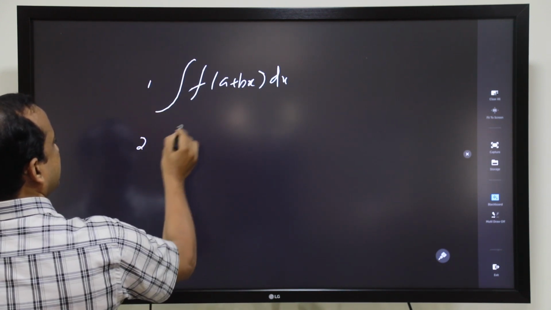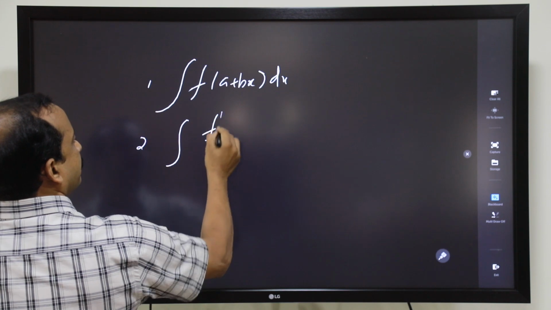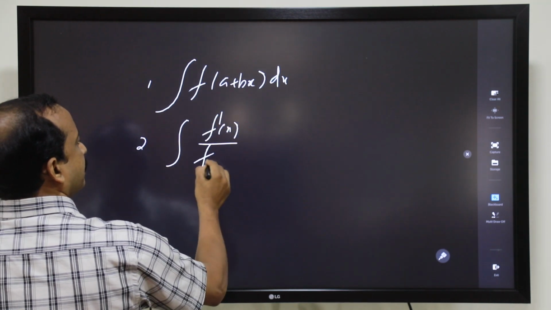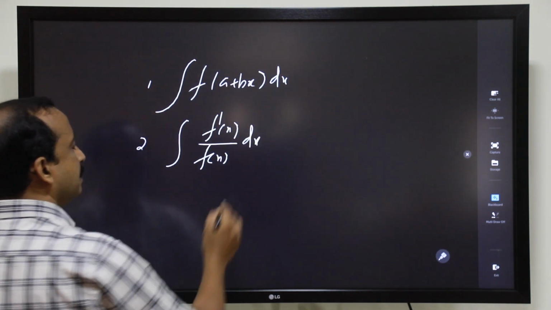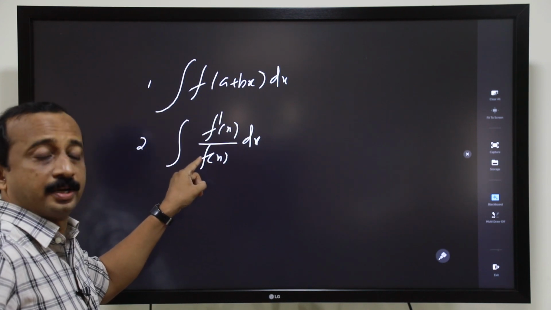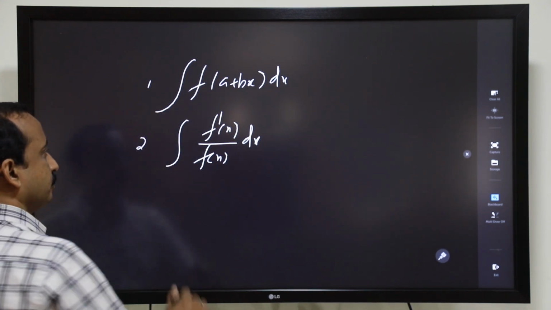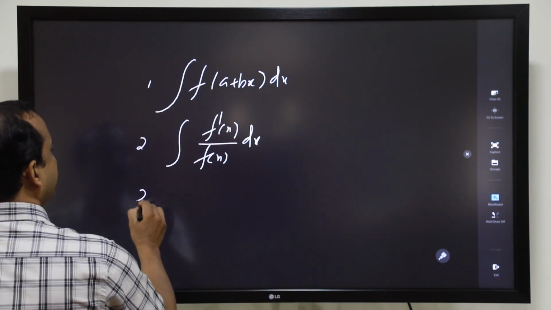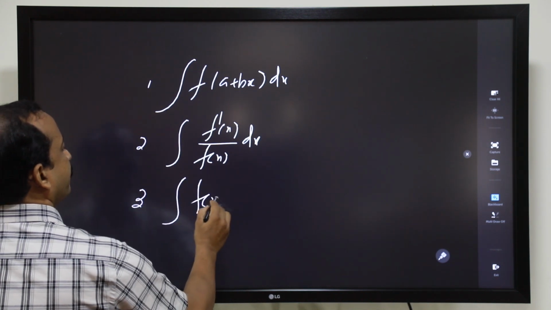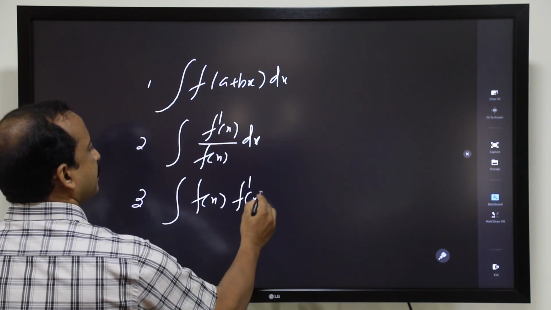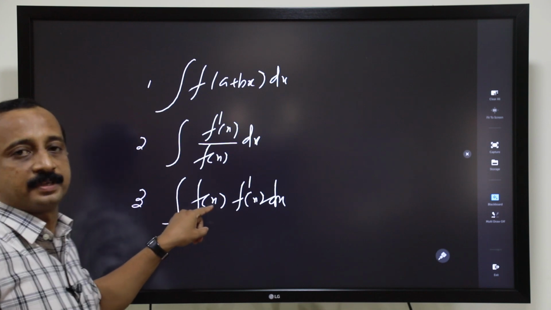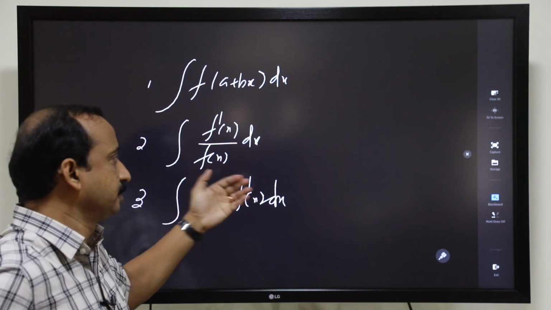In our second section we discussed a function of the form f'(x) divided by f(x) dx. Here we put f(x) = u and its derivative becomes the numerator. Then in our third section, f(x) times f'(x) dx. Here we put f(x) = u and its derivative becomes f'(x).